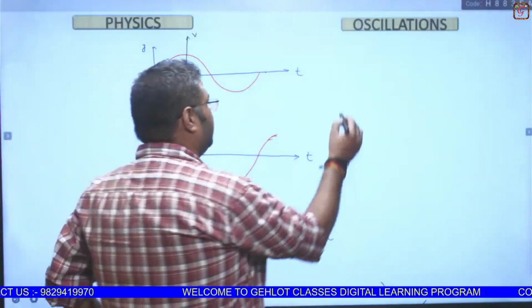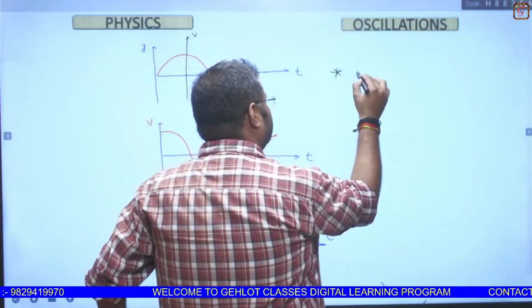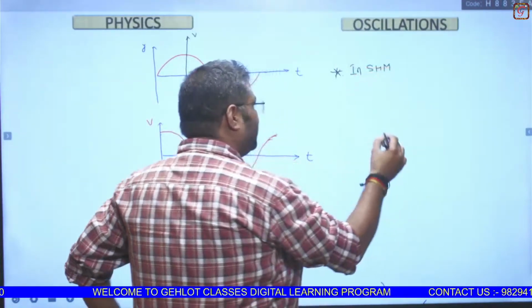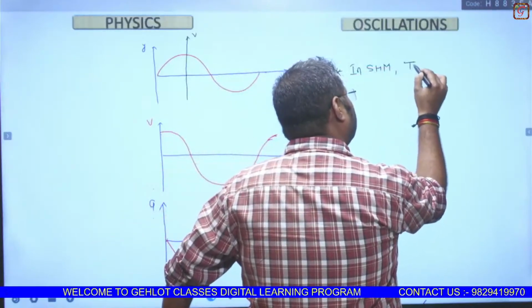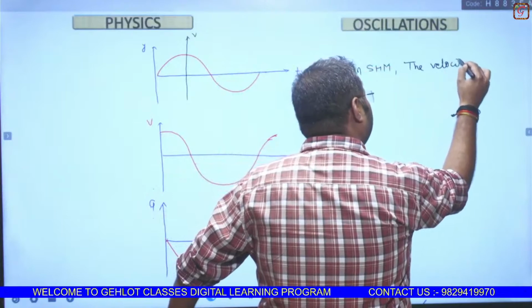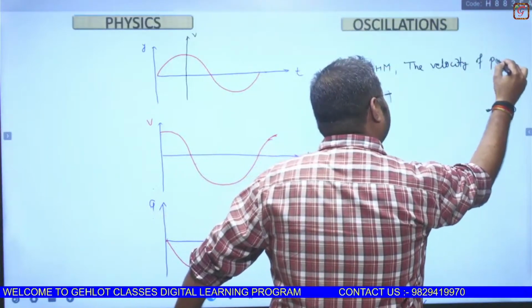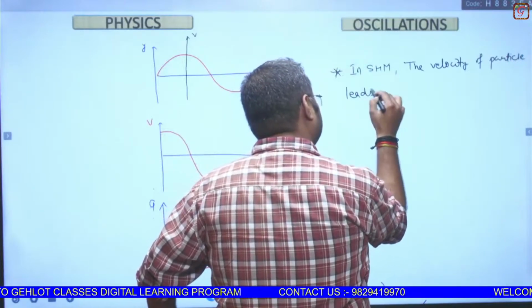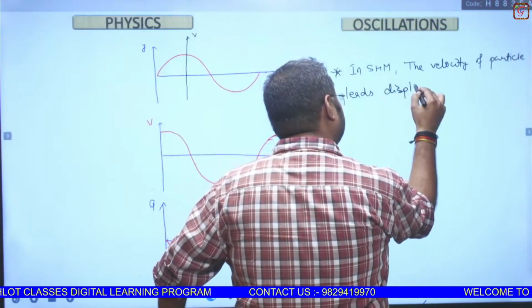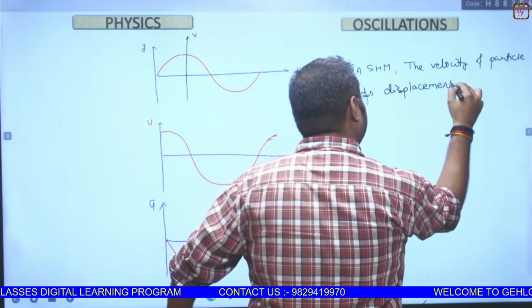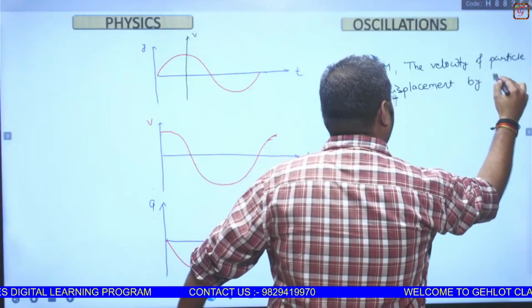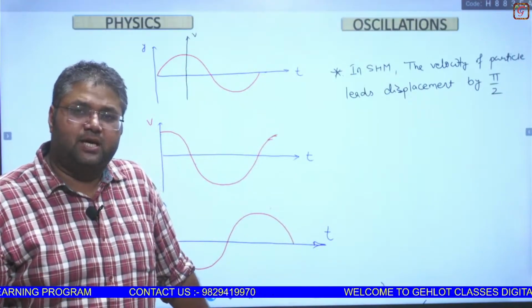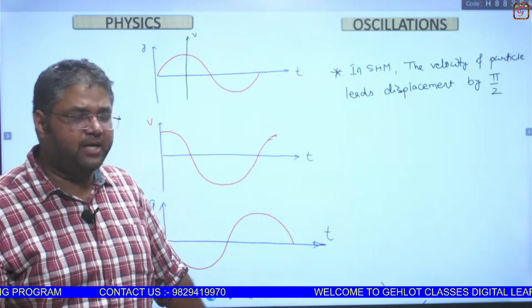So we can draw a conclusion, and the conclusion is that in S.H.M, so in simple harmonic motion, the velocity of the particle leads displacement by pi by 2, or we can say the velocity is ahead of displacement by pi by 2.